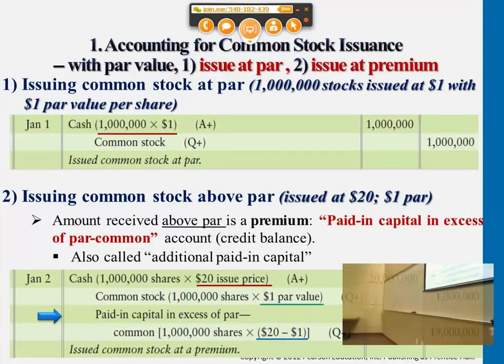This part that is above is oftentimes also called issuing common stock at a premium. Premium means a dollar amount above the par value.